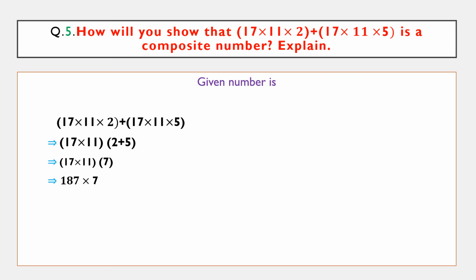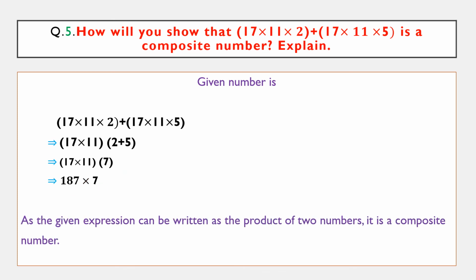So here is your next step. When you multiply 17 into 11, you'll get 187. Okay, so there is no need to multiply this number out and write it as a composite number. Here only you can say that there are two more factors other than 1 and itself, so it is a composite number. As the given expression can be written as a product of two numbers, it is a composite number. Okay, did you understand this? We'll go to the next slide then.